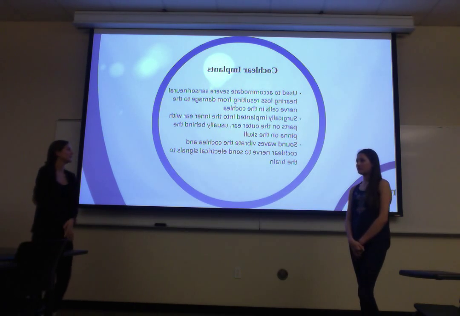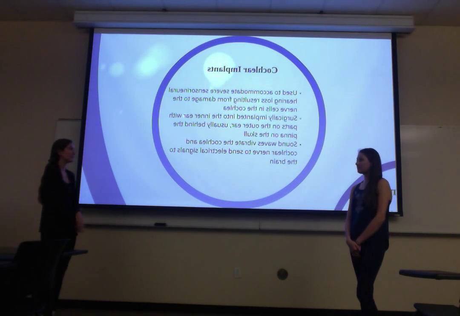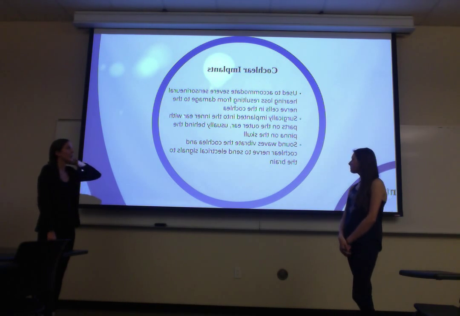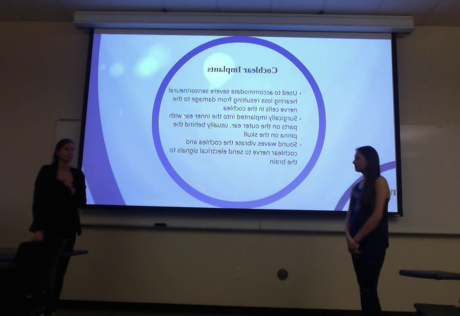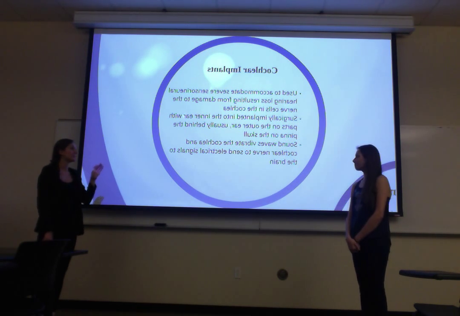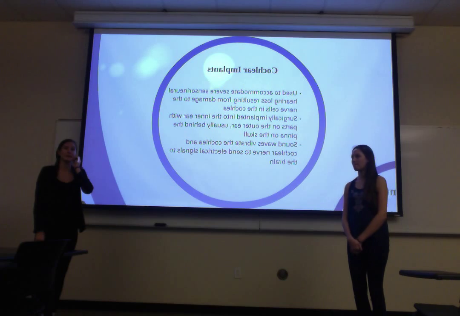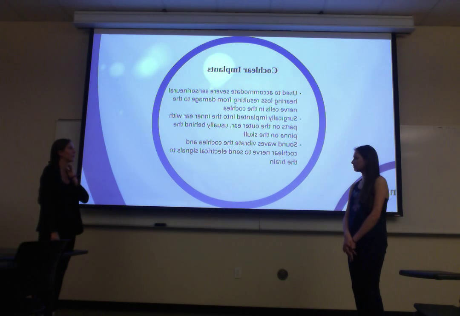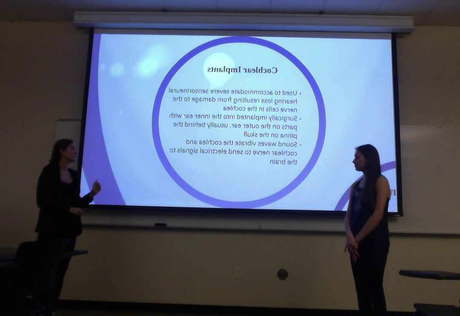And how they work is they will take in the sound waves, and the sound waves will then vibrate the cochlea and the cochlear nerve, and that will send electrical signals to the brain. So they completely don't even use the outer or middle ear. They don't need to use the eardrum. The sounds go directly to the cochlea, and that in turn vibrates the cochlear nerve and goes directly to the brain.